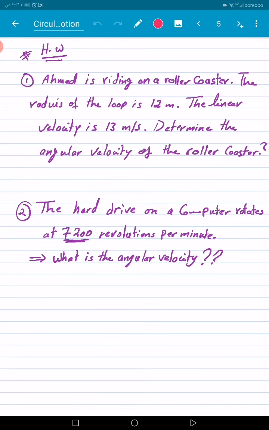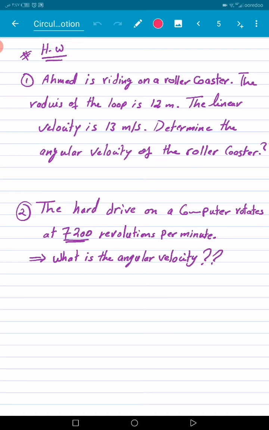And also there are 2 homework problems. I will try to check your answers next lecture, and please try to solve them. Don't worry, read the question carefully, and try to convert the units that you need. Number 1: Ahmed is riding a roller coaster, one of the circular rides. The radius of the loop is 12 meters. The linear velocity is given. Determine the angular velocity of the roller coaster.